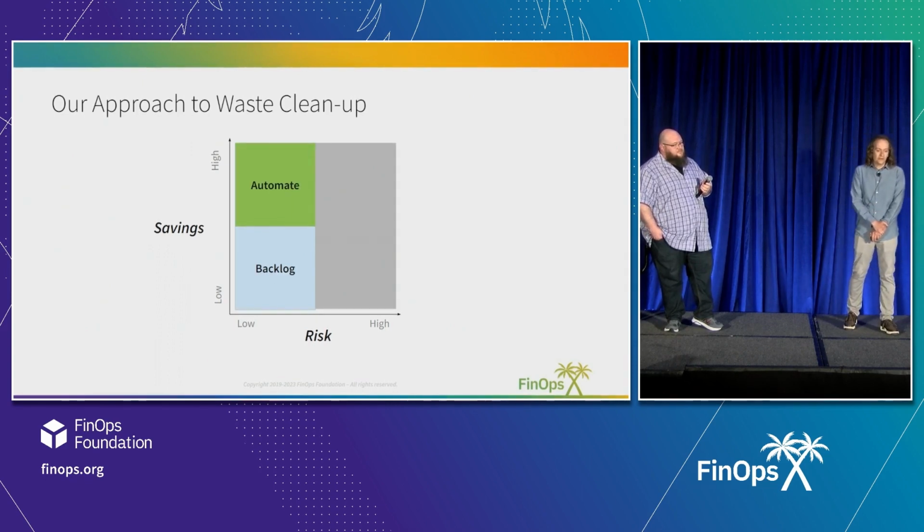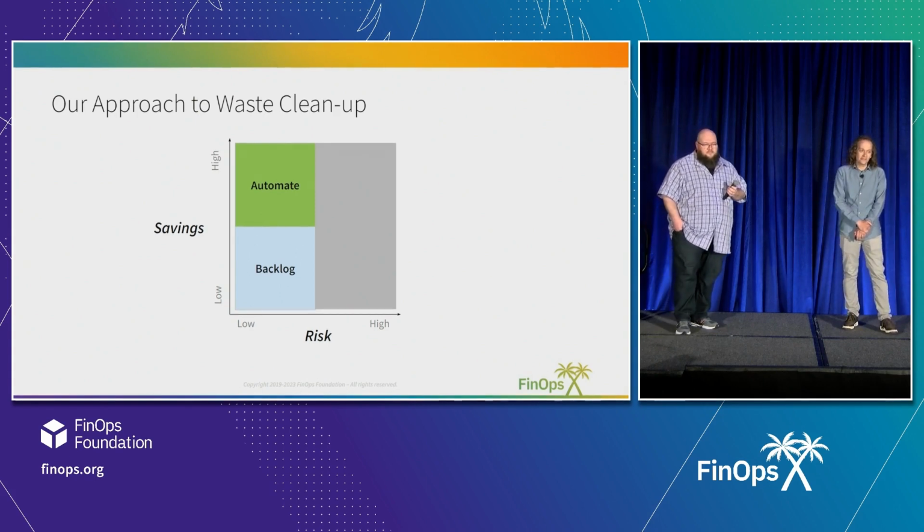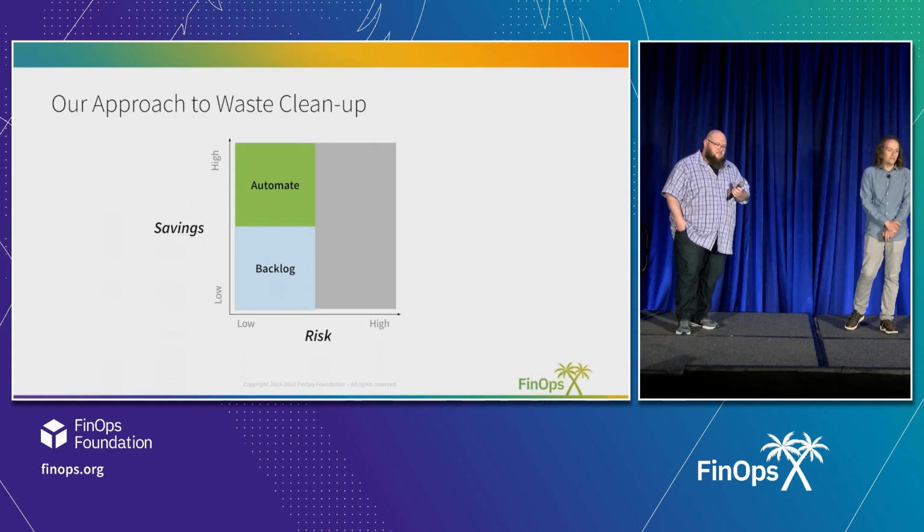Our next quadrant is our automate quadrant. These are things that we believe from a risk profile are safe to automate and the savings are really high. So these are the things our team is going to concentrate on from an automation point of view, Adobe-wide, because they're going to give us the most monetary savings for our engineering investment in those spaces.